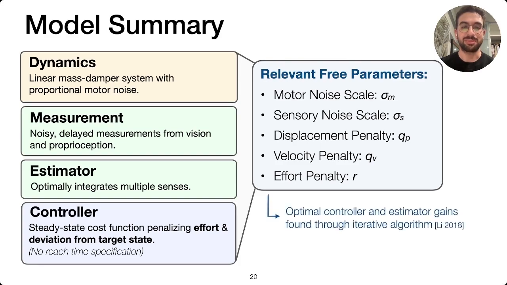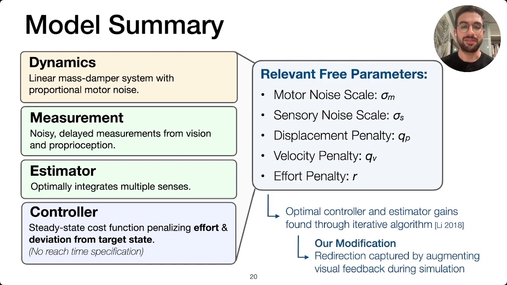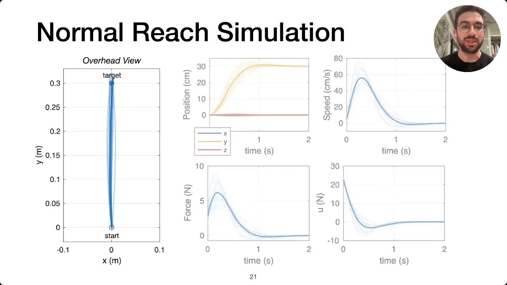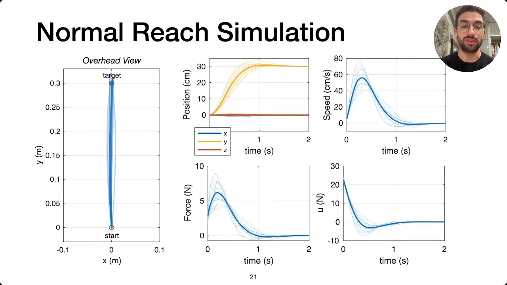The optimal controller and estimator are found through an iterative algorithm presented by Lee, and we capture redirection by augmenting visual feedback during simulation. For normal reach, this model produces reaches that match what we'd expect in reality in terms of its smoothness and variability from reach to reach. These plots show the individual and average state and control values over 20 simulations. By checking when the hand is slowing down near the target, we can get a measure of when the reach ends. And because we're producing a variety of different reaches, the simulation produces a range of reach times just as we'd expect from real users.